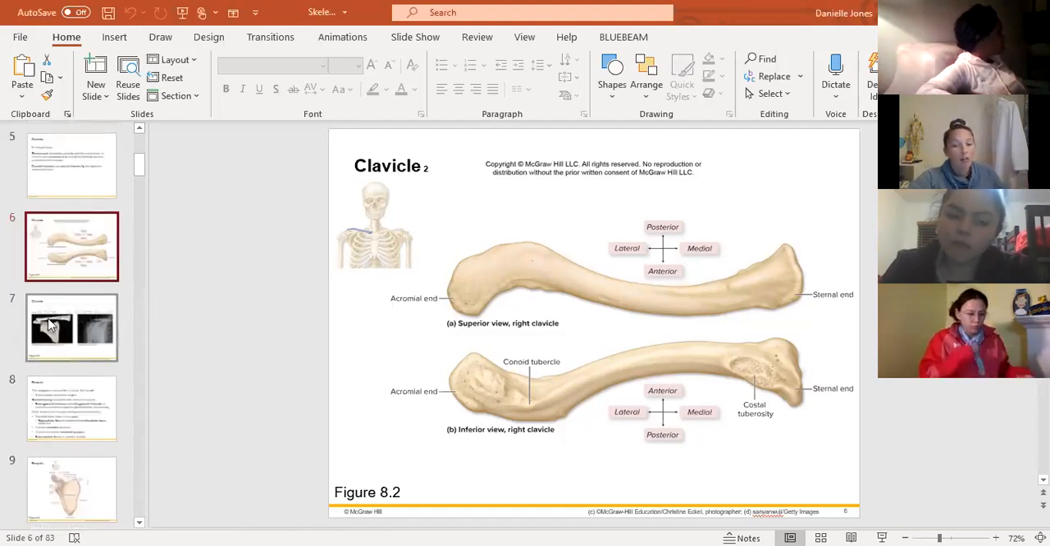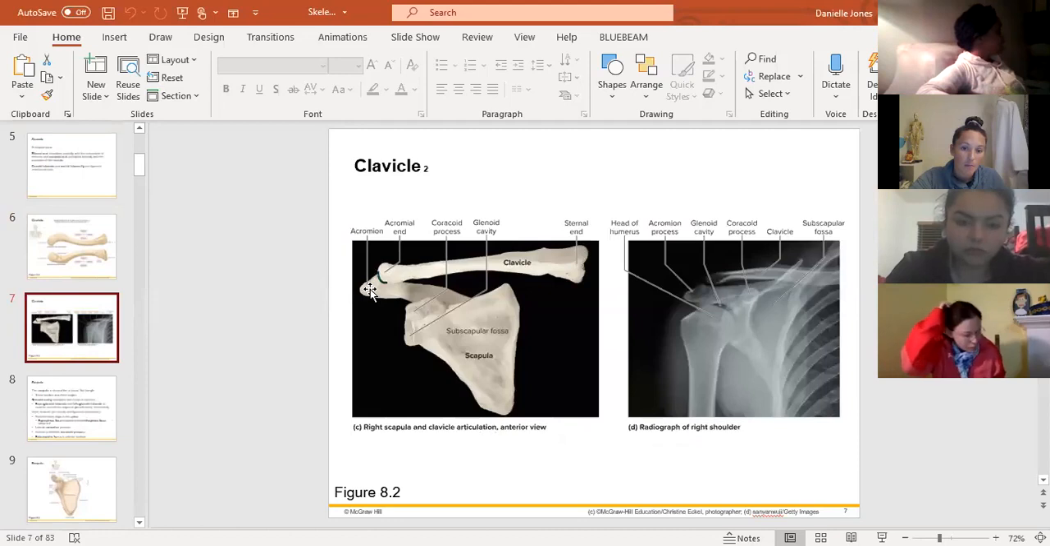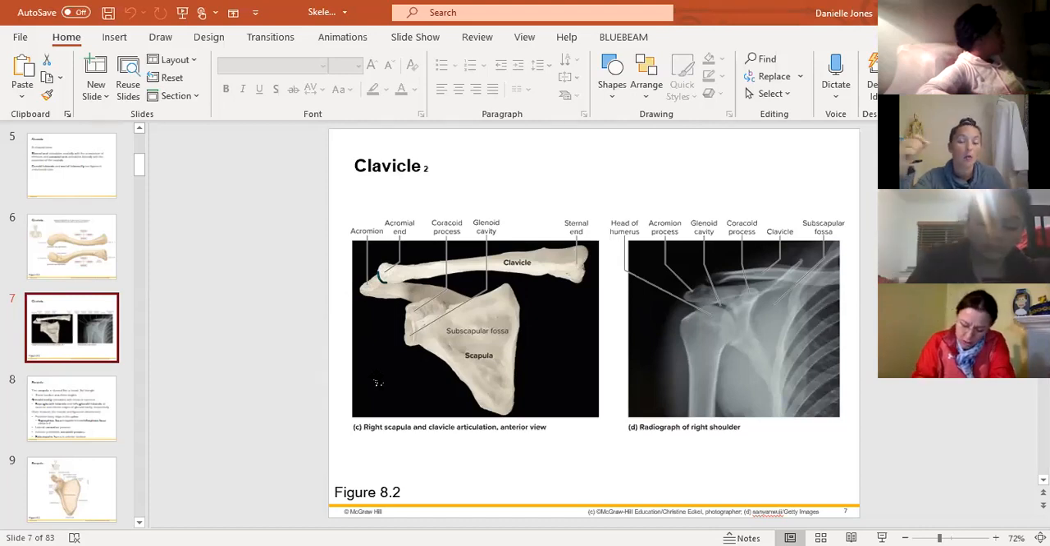Now we talked about how things articulate together. See how this is the acromial end and this is the acromion? Those two words, they have the same meaning or they sound the same, and therefore they're going to articulate. And right there where you see that line, that's the articulation. This is the acromial clavicular joint. Don't have to know that, but that's at least for you to know in case you do.